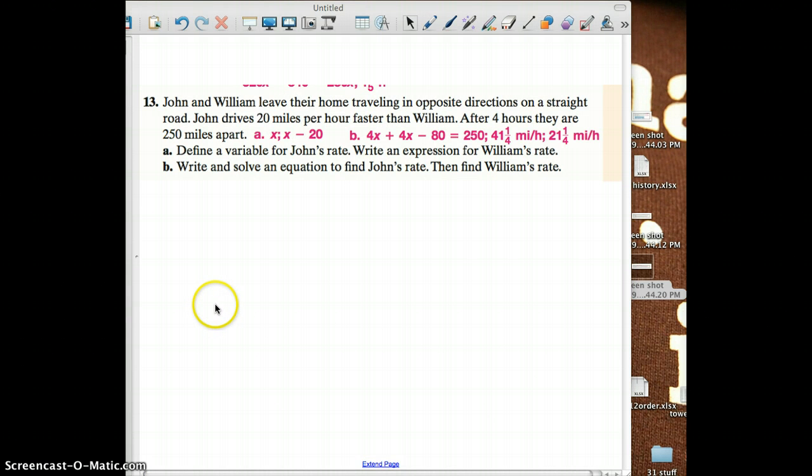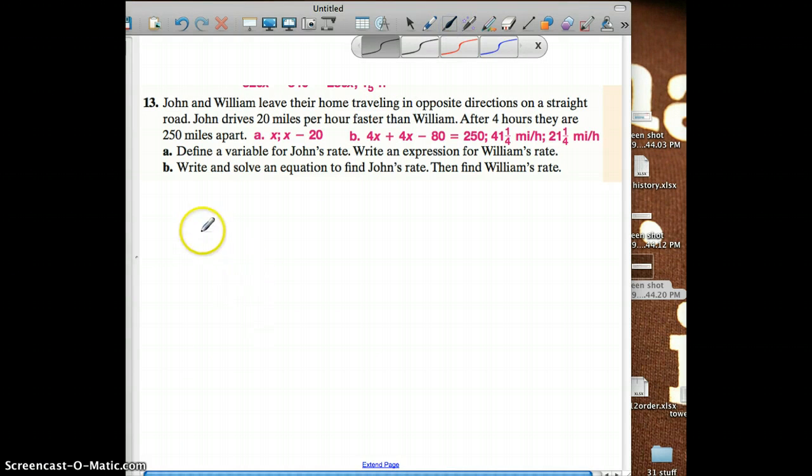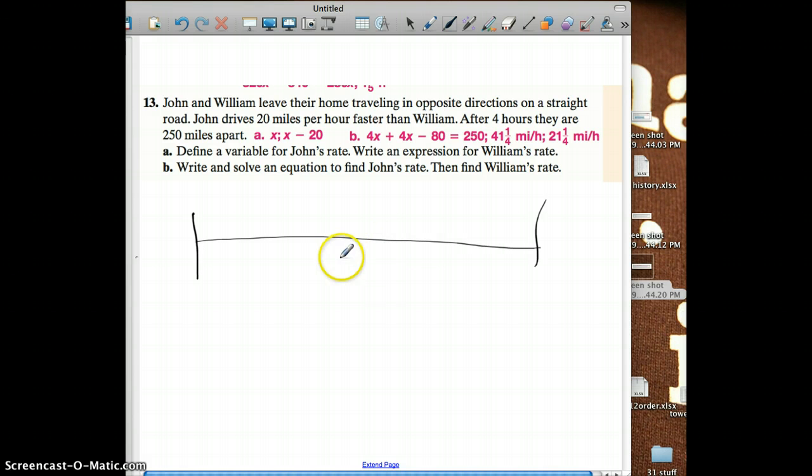The final question we're looking at is question 13. We have John and William leaving their home in opposite directions. They're traveling on a straight road. John travels 20 miles per hour faster than William. After 4 hours, they are 250 miles apart. So in this situation here, their distances are going to total 250.